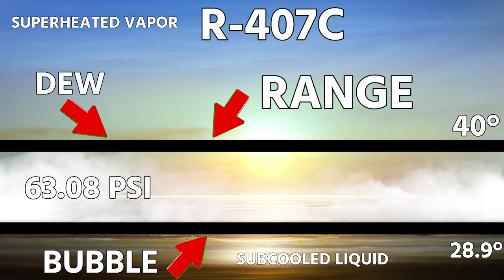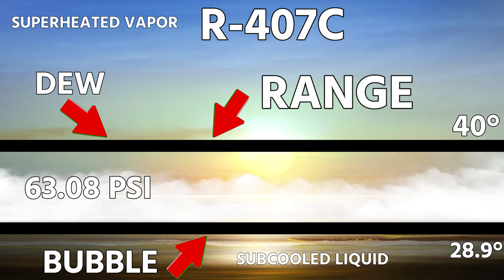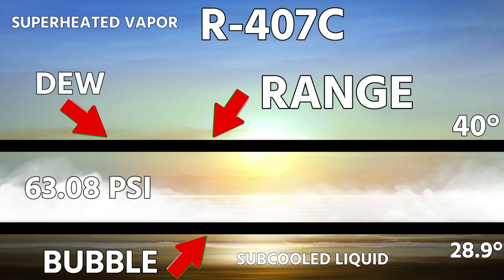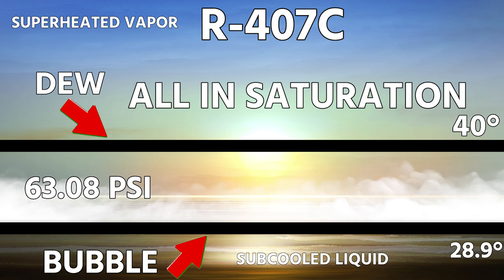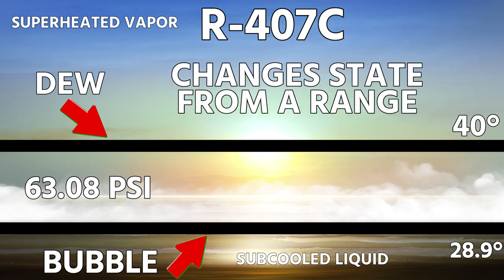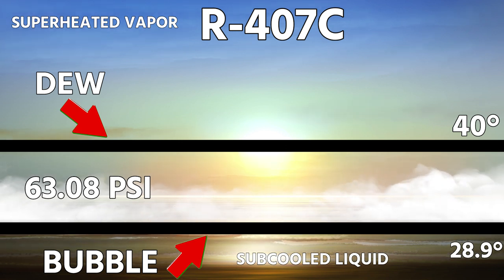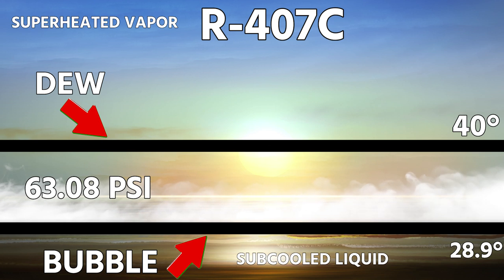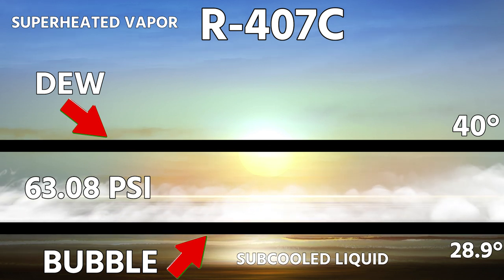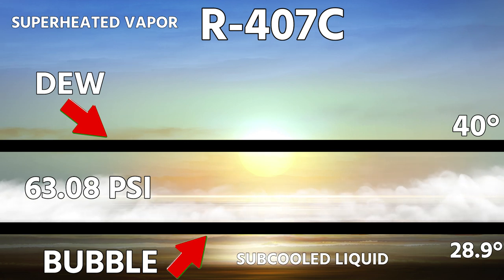So now instead of there being just a line of the horizon, the horizon is represented by a fog in between the ocean and the sky. When it's in the fog, it's all in saturation, it's all changing state, but it changes state over a range. It starts off at bubble point, which is a lower temperature, and then it slowly works its way up to dew point. And so when you have refrigerant going into an evaporator coil, it starts off at bubble point. In this case, you can see that it is a lower temperature than the dew point.